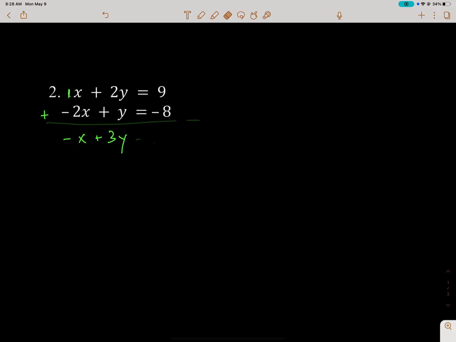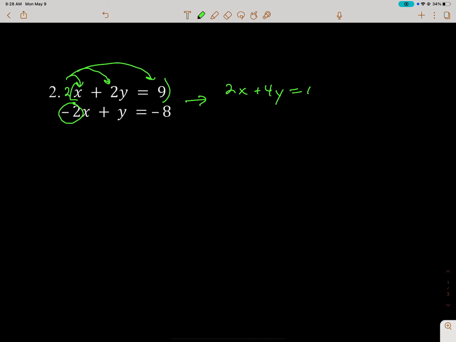So in this case, we had to multiply one equation times a number before I add. If I want to get rid of the x's, it would work. Since this one is a negative 2, I need this to be a positive 2. So that means I can multiply this whole equation by positive 2. So I'm going to rewrite my system, 2 times every part of this equation. So I have 2x plus 4y equals 18 over negative 2x plus y equals negative 8.